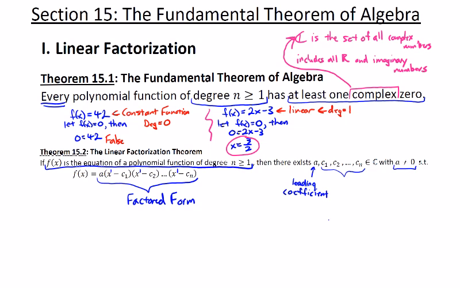For C1 through Cn, these represent the zeros of f. So if you can calculate all the zeros of f, which would be the real ones and the complex ones, the imaginary ones, then you can put those into this factored form called the linear factorization, and it will automatically give you the factored form for your polynomial. So we'll be seeing the linear factorization theorem used in two different ways. We'll have two different sets of examples in this section.